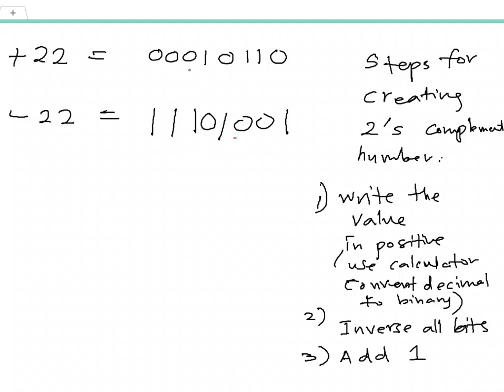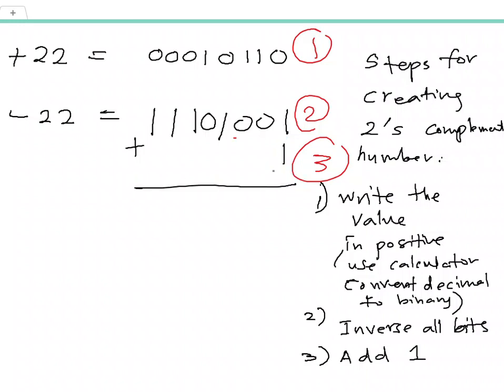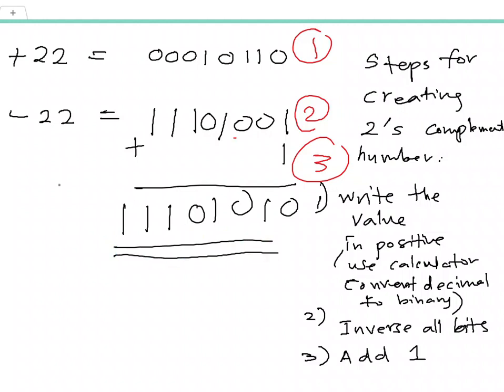Okay, this is step 1, step 2. Then step 3, you plus with 1. 1 plus 1, 2. Carry to the next. 0, 1, 0, 1, 1, 1. So this is the answer for negative 22.